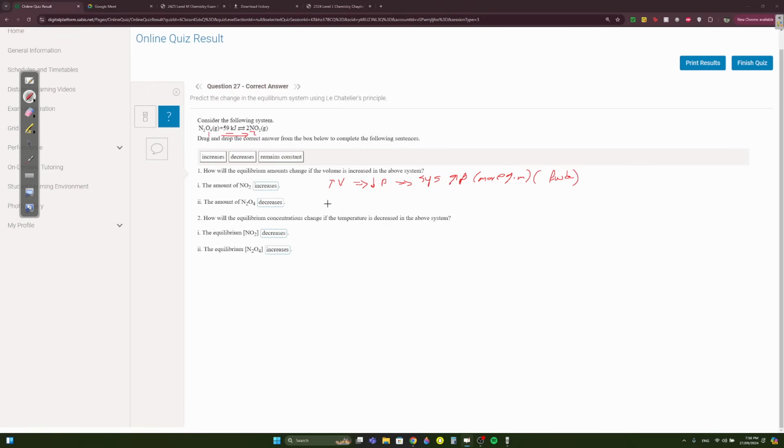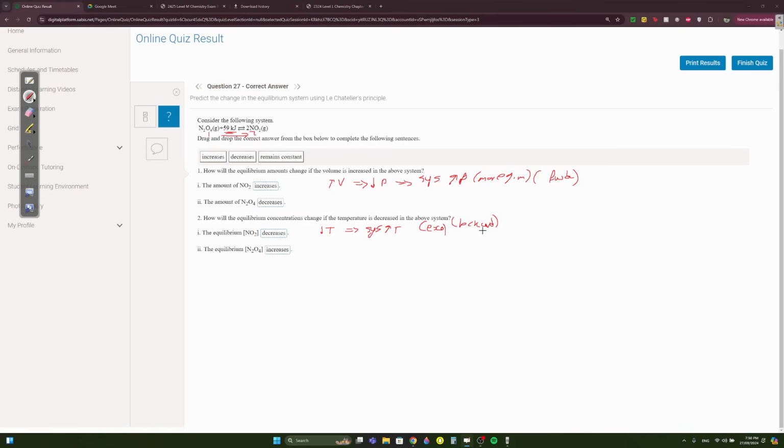And these are self-explanatory. If temperature is decreased, the system must raise the temperature. If you want to raise the temperature, that means we want exothermic. We know that the forward here is endothermic. We want exo, we don't want endo. So we're going to go backward.